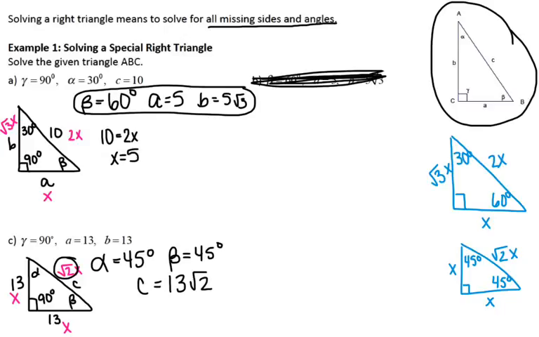I think I said square root of 3 when I wrote that down, but I meant square root of 2. Or maybe I said square root of 2. I don't know. It's getting late.